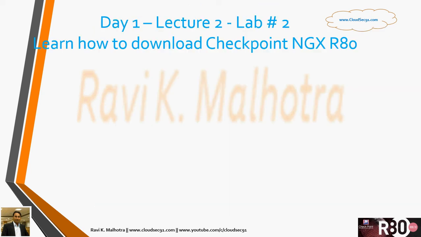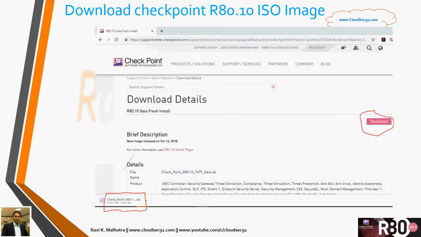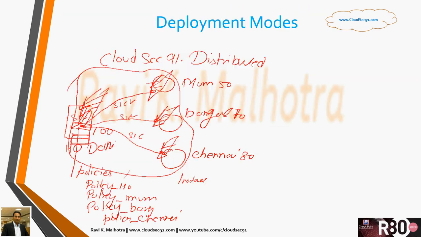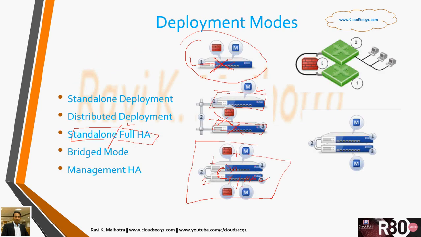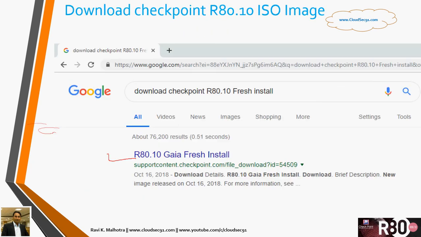Okay. So I believe that's all, guys. The purpose of lecture number 2 was just to make sure that you understand different deployment modes, and that you understand how you can download the Checkpoint ISO image. Just follow my next video, that is lab number 2. In this lab, I will do it live in front of you, showing how you can download the R80 image from the checkpoint.com portal.